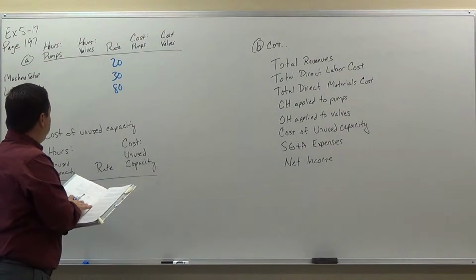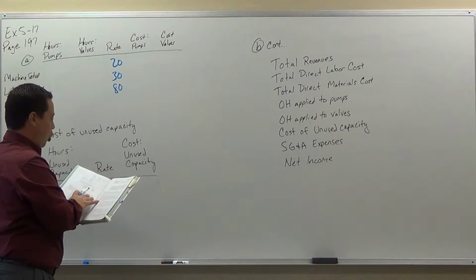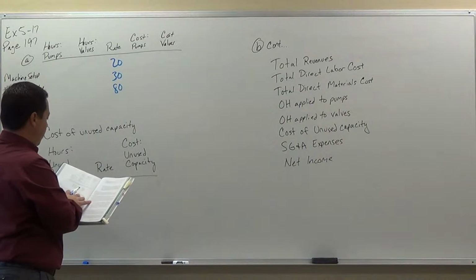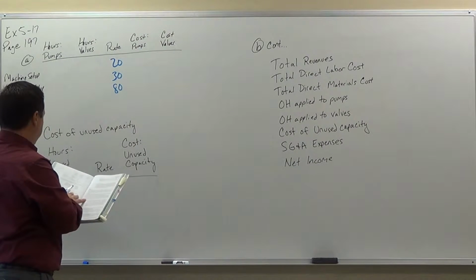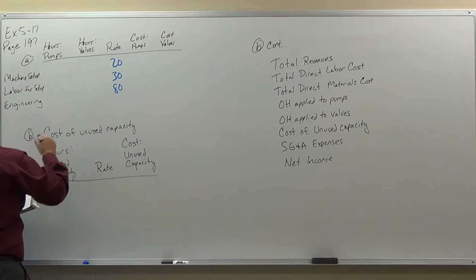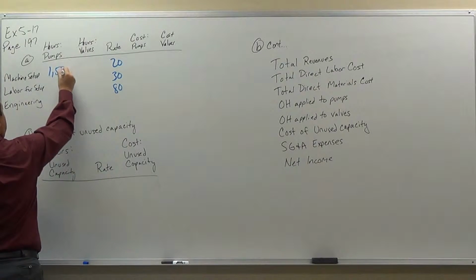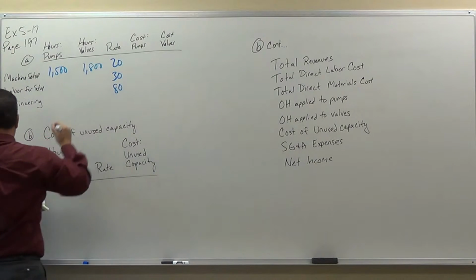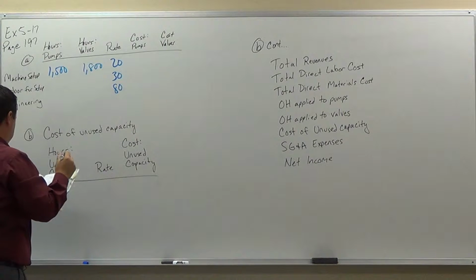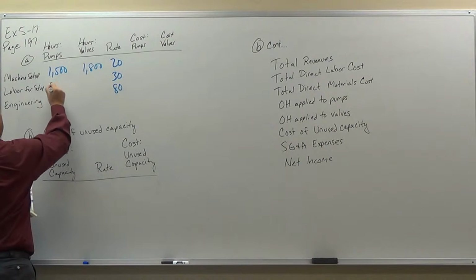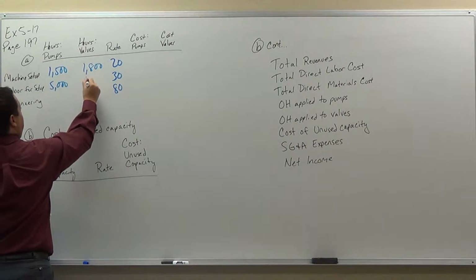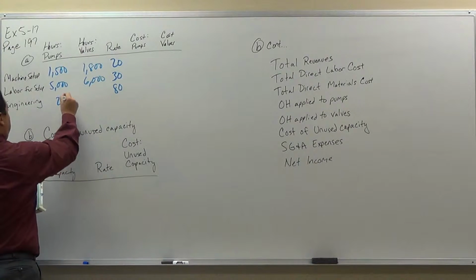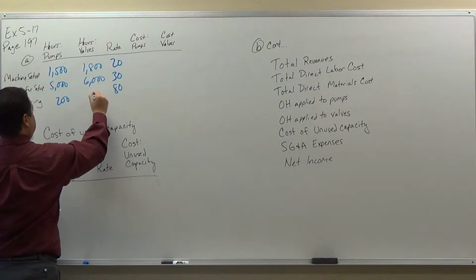Moving on, we will be taking a look at the total unit time estimates for hours assigned to products. First I'm going to look at my pumps and then my valves. For machine setups, we have 1,500 for pumps and 1,800 for valves. For the labor setup, receiving and packaging, I have 5,000 for pumps and 6,000 for valves. For engineering, I have 200 for pumps and 400 for valves.